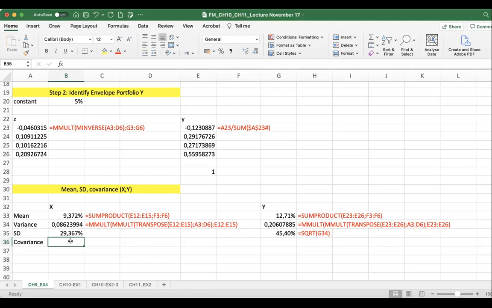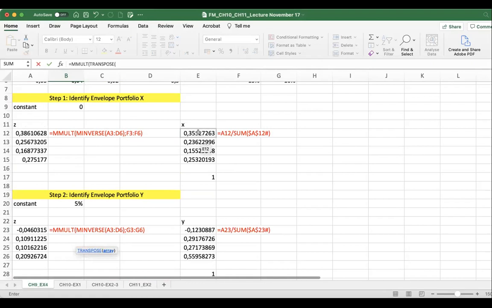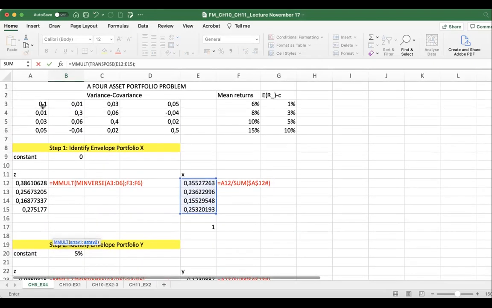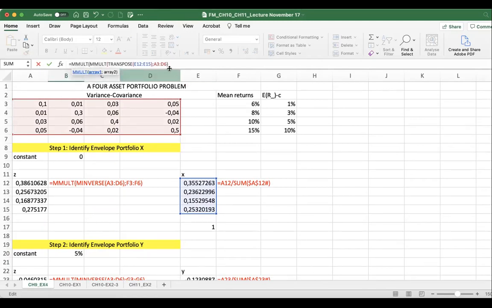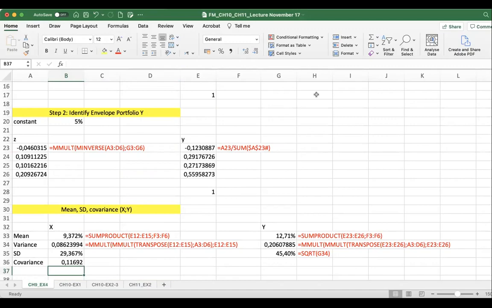Now the covariance. The covariance is the interaction between the portfolio X and Y. So we should use the composition or the weights for portfolio X and the weights for portfolio Y, as well as the variance covariance matrix. So first we should start by multiplying the transpose of the X vector by the variance covariance matrix, and then we multiply all this expression by the weights of the portfolio Y. By doing so we can measure the interaction, because we're using both weights of X and weights of Y. So we can measure the interaction between these two portfolios. 0.11692.